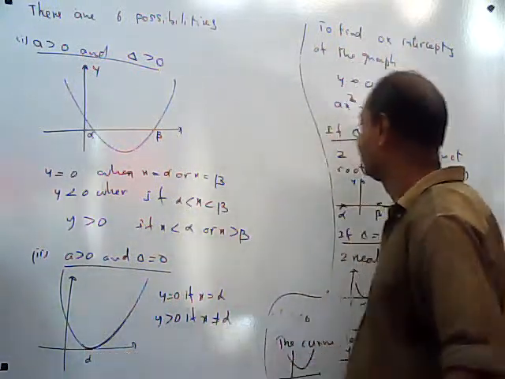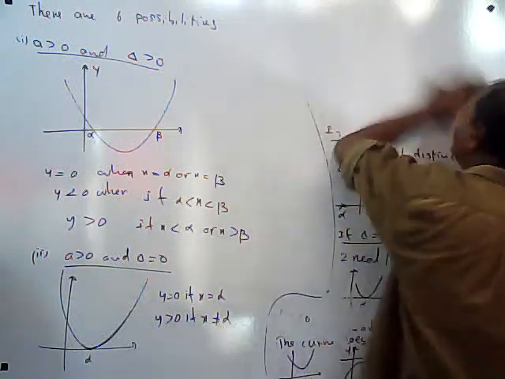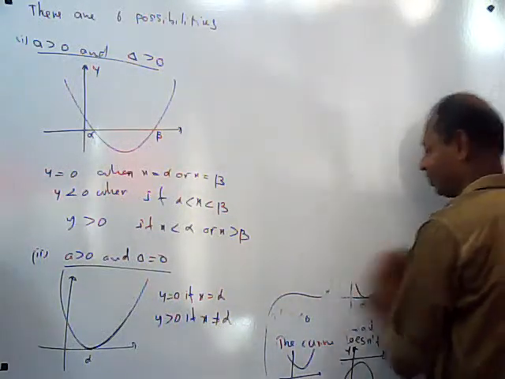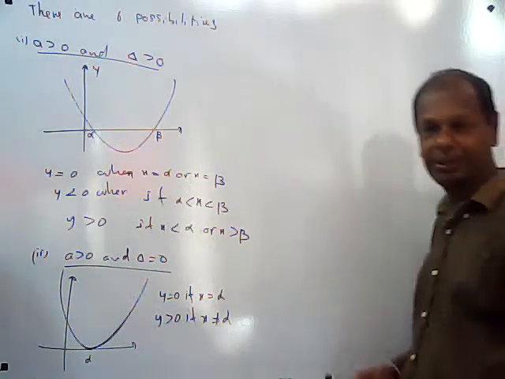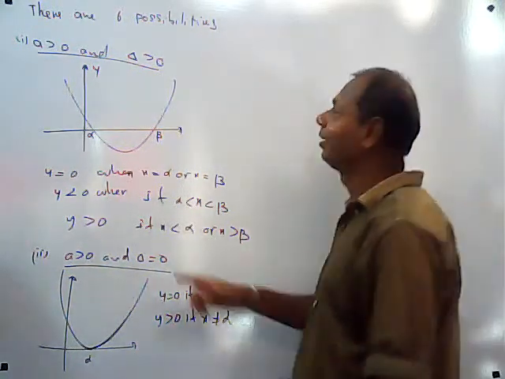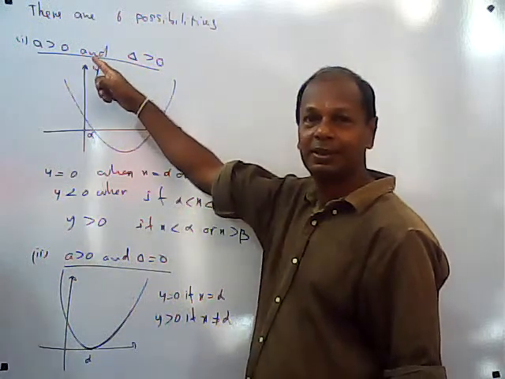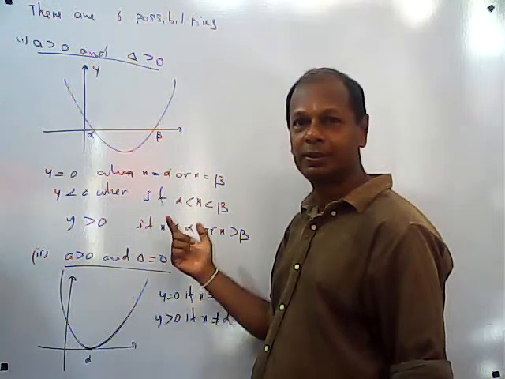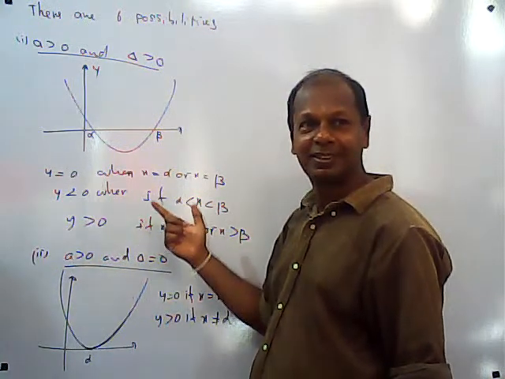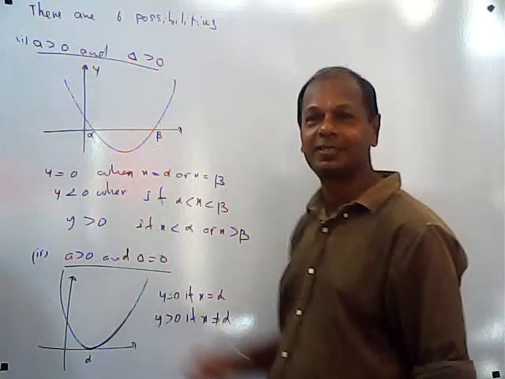In case 3, what is case 3? Case 3 is A is greater than 0 and delta is less than 0. A is greater than 0 and delta is less than 0.